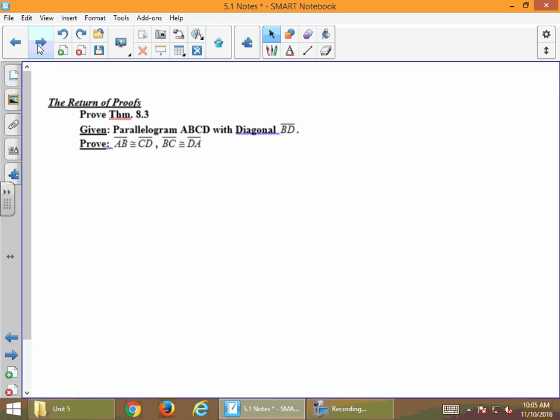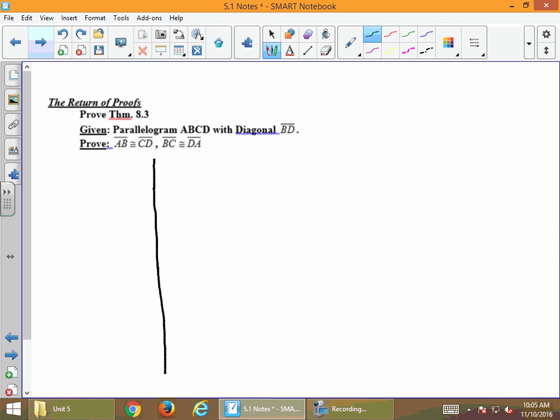Return of proof. Oh, there they are, back again. Take what we did with previous units and apply it to new ones. Go ahead and make your 2 columns. We have our statement and our reason. When filling out a proof, what we're trying to prove is that the opposite sides of parallelograms are congruent. That's what we're trying to prove.